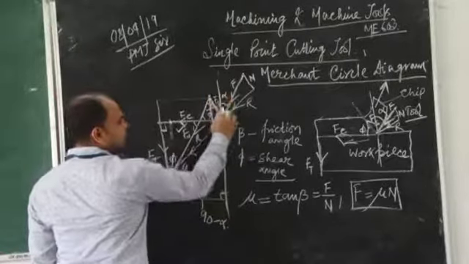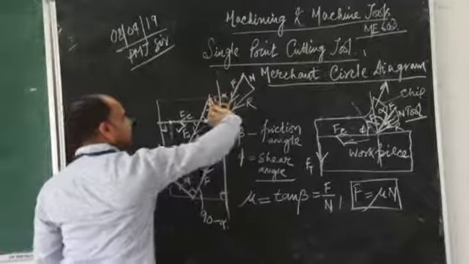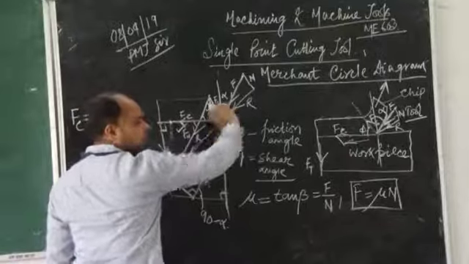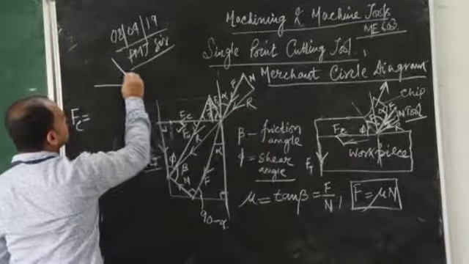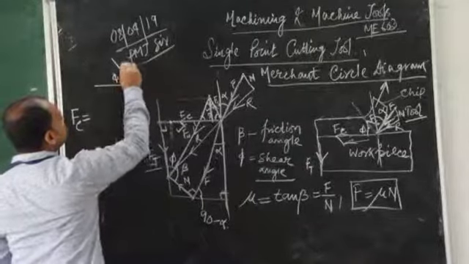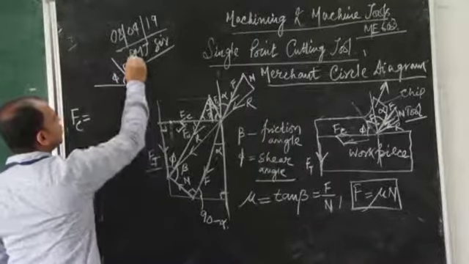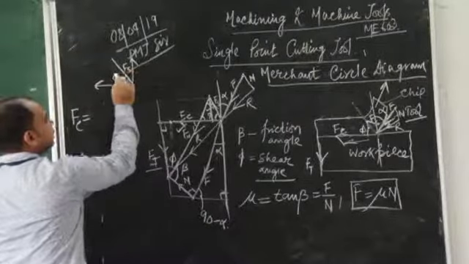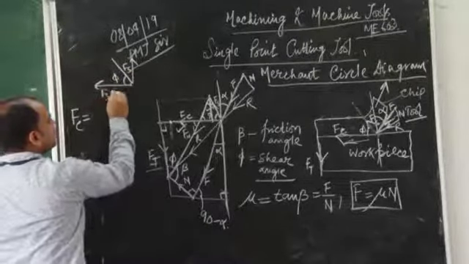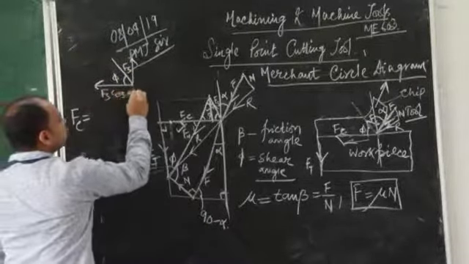This is Fs, this is phi. So what will Fs be? It has two components. This is phi, this is Fs, and the two components of Fs are Fs cos phi and Fs sin phi.